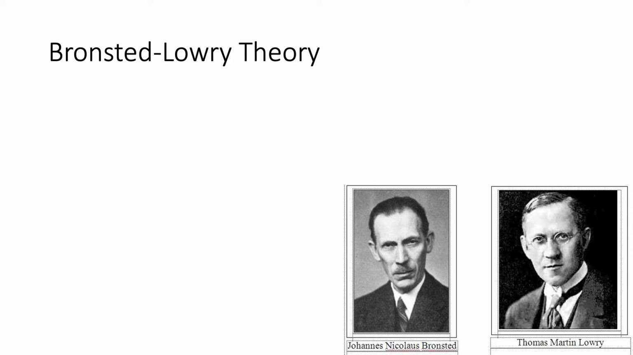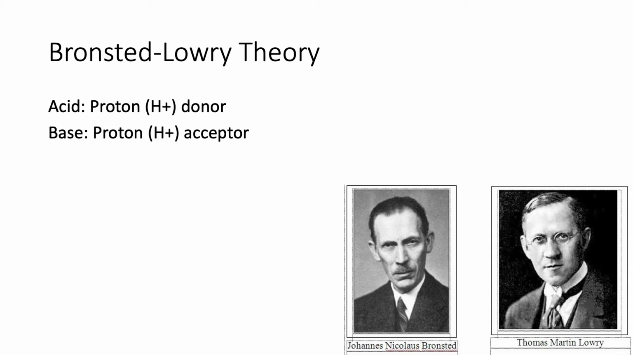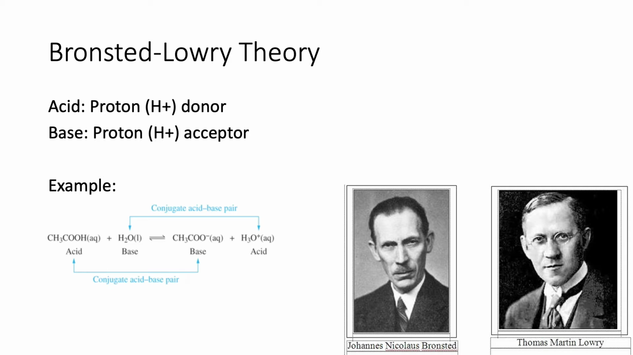According to Bronsted-Lowry theory, an acid is a proton donor, while the base is a proton acceptor, and protons are just H+ ions. In the example, we have acetic acid, which loses a proton. This makes this an acid, and the resulting species, which is acetate, a conjugate base. So there we can see the conjugate acid-base pair. Now water gains a proton. This makes this a base, and the resulting species, which is hydronium, is its conjugate acid. And we can see there that they have a conjugate acid-base pair as well.